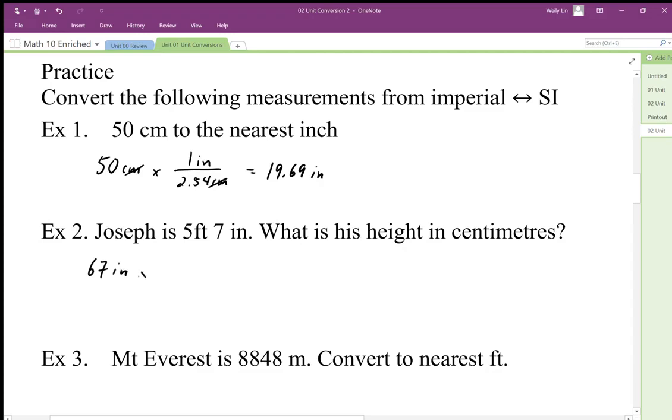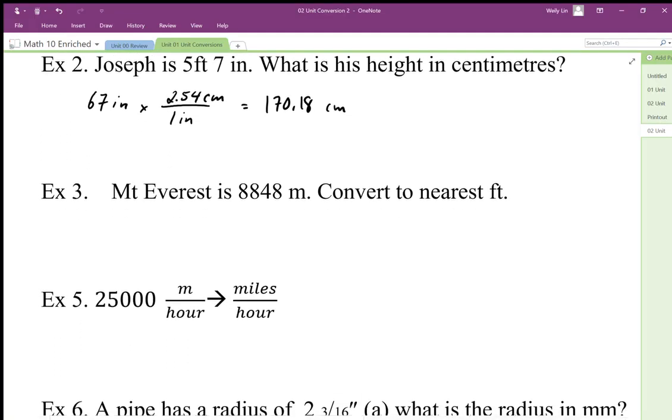Okay. But now we have our inches, we can use our conversion factor. I'm going to use 1 inch on bottom, 2.54 centimeters on top. Okay, my inches are going to cancel out, so I end up with 67 inches times 2.54. Okay, I'm going to end up with 170.18 centimeters. Okay, so Joseph's 170.18 centimeters tall.